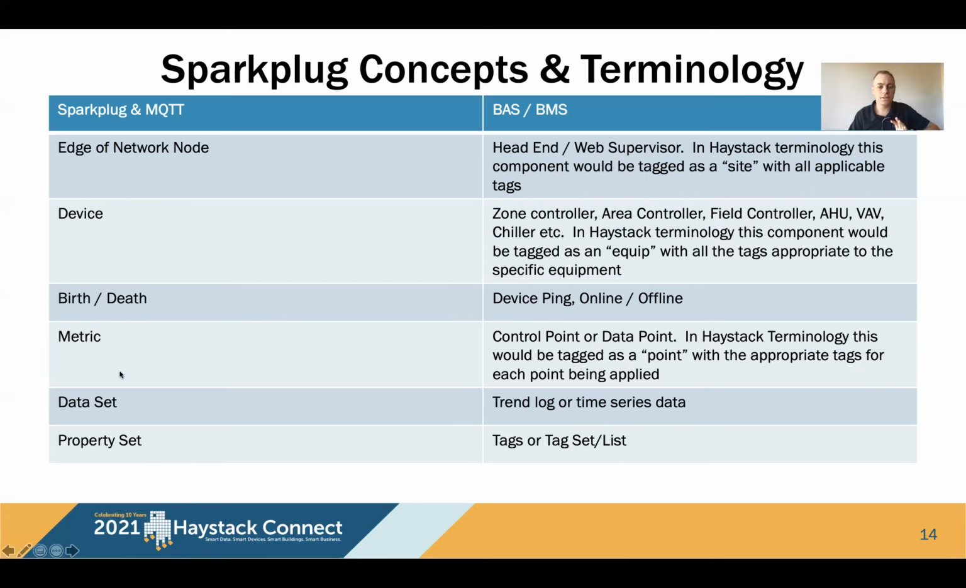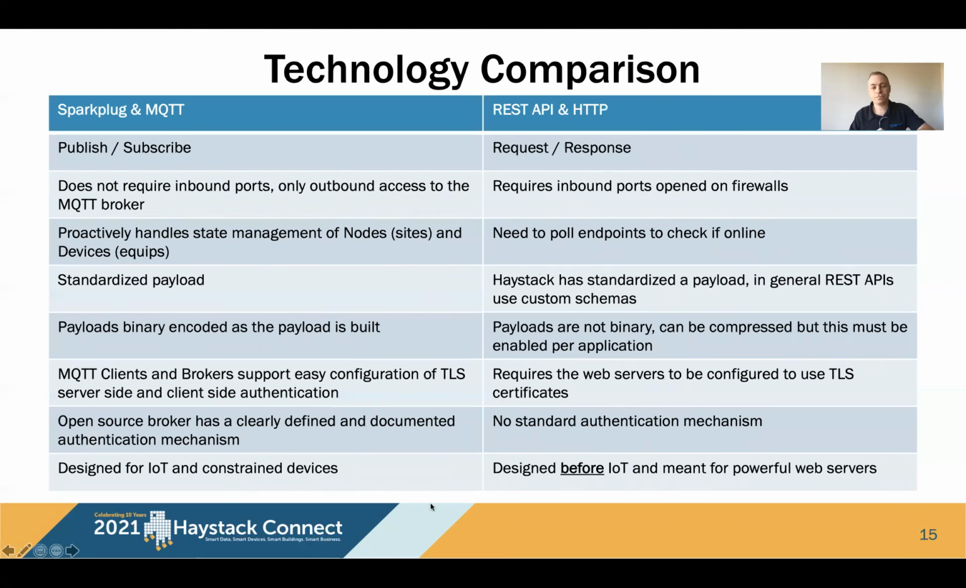One thing I haven't mentioned is this Sparkplug concept of a metric. A metric is exactly the same as something we would see in Niagara, for example, as a control point or a data point. And in Haystack terminology, we would tag that as a point with all of the appropriate tags for each of those points being applied. We can transport data sets. So a data set in Sparkplug is the same as a trend log or time series data. And again, the most important one in Sparkplug are our property sets. And our property sets are name value pairs. And we call those tags. And so we can transport sets of tags or lists of tags up to our cloud application.